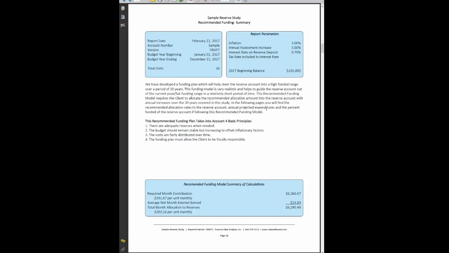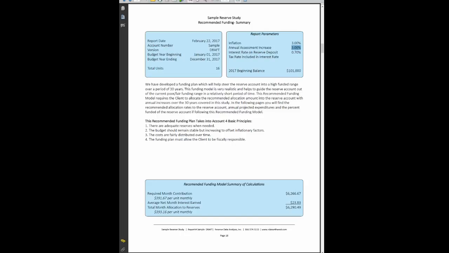So next is the summary page for the recommended funding model. Again, you want to read just at the top here what funding model we're talking about. This will be the heading at the top of each of these funding models. It'll explain what it is, recommended or baseline or current, whatever the case is. And it goes into some of the basics here: the inflation rate, and how much we are assuming the allocation to the reserve account increases annually, in this case 3%. Usually it will be an amount equal to the inflation rate.